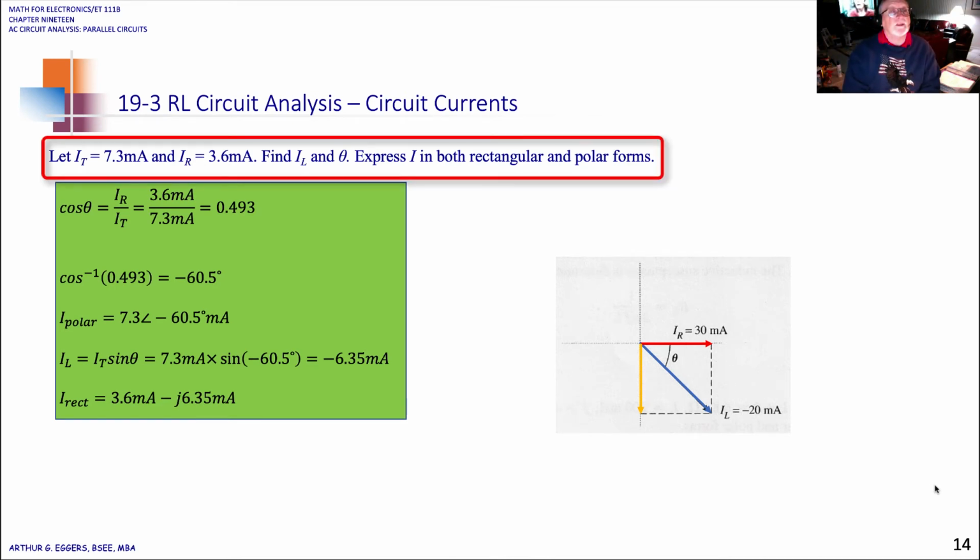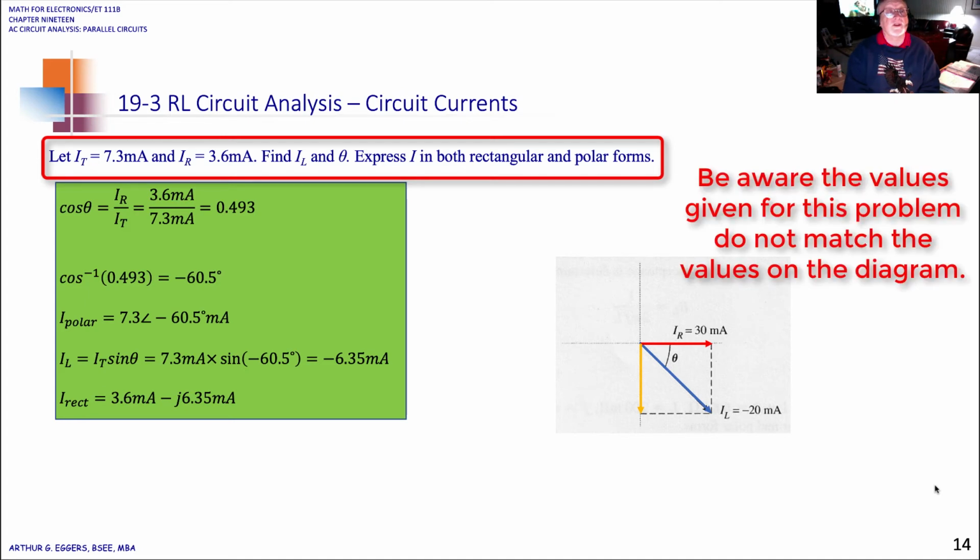Next example: let the total current equal 7.3 milliamps and the current through the resistor equal 3.6 milliamps. Find the current through the inductor, I sub L, and the phase angle. Express as rectangular and polar.